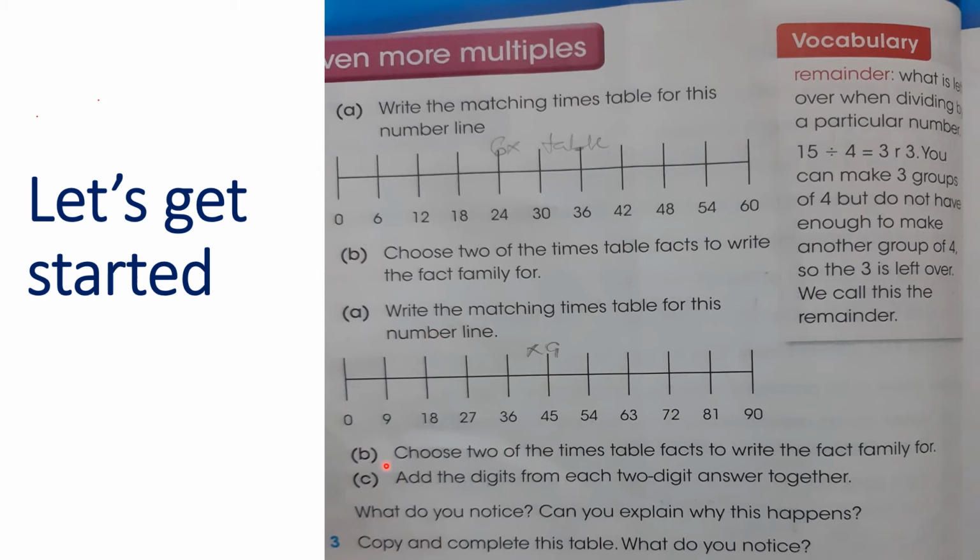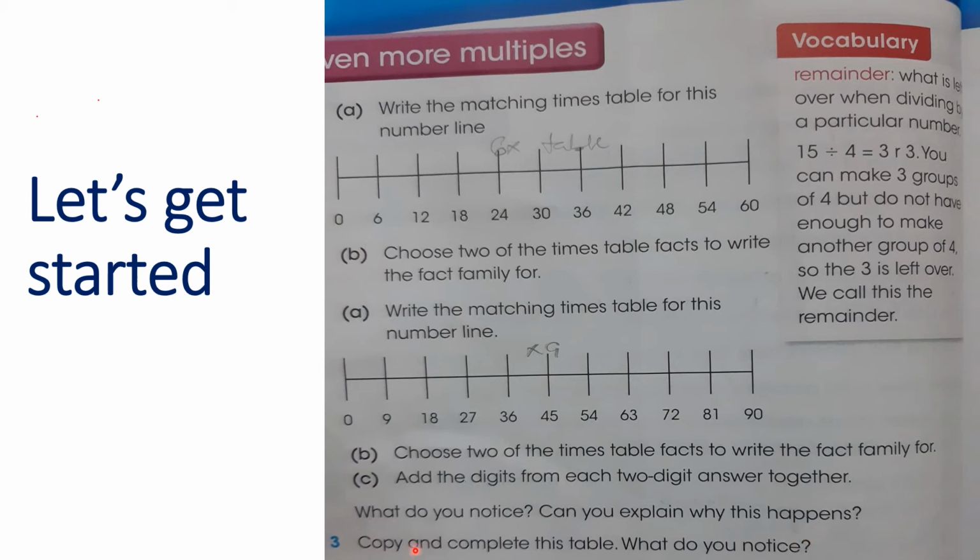Now question 3 says, pardon me, the part of question 2C, it says, what do you notice, and can you explain why this happens? Now give me your thoughts on that. Okay, why do you think that when we add those 2-digit numbers together, it's giving us 9? Why? So let me know what you think.